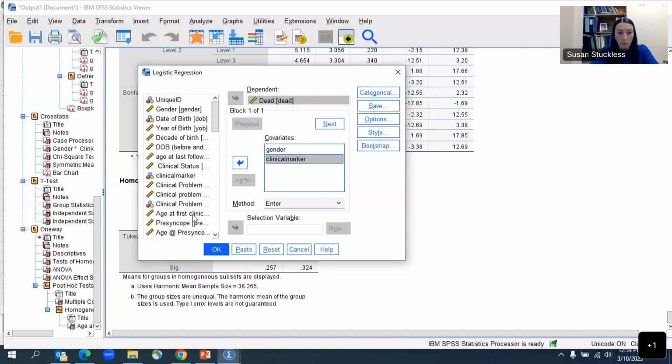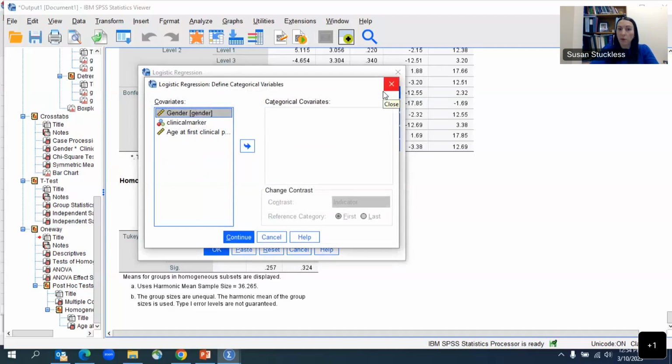And I'm also going to choose a continuous type variable, which is going to be this age at first clinical presentation, say. Now, one of the things when you set up logistic regression, and it's similar for Kaplan-Meier and Cox regression, for your categorical variables, so this is where, when I had mentioned in the beginning, it's important to understand how your variables are coded.